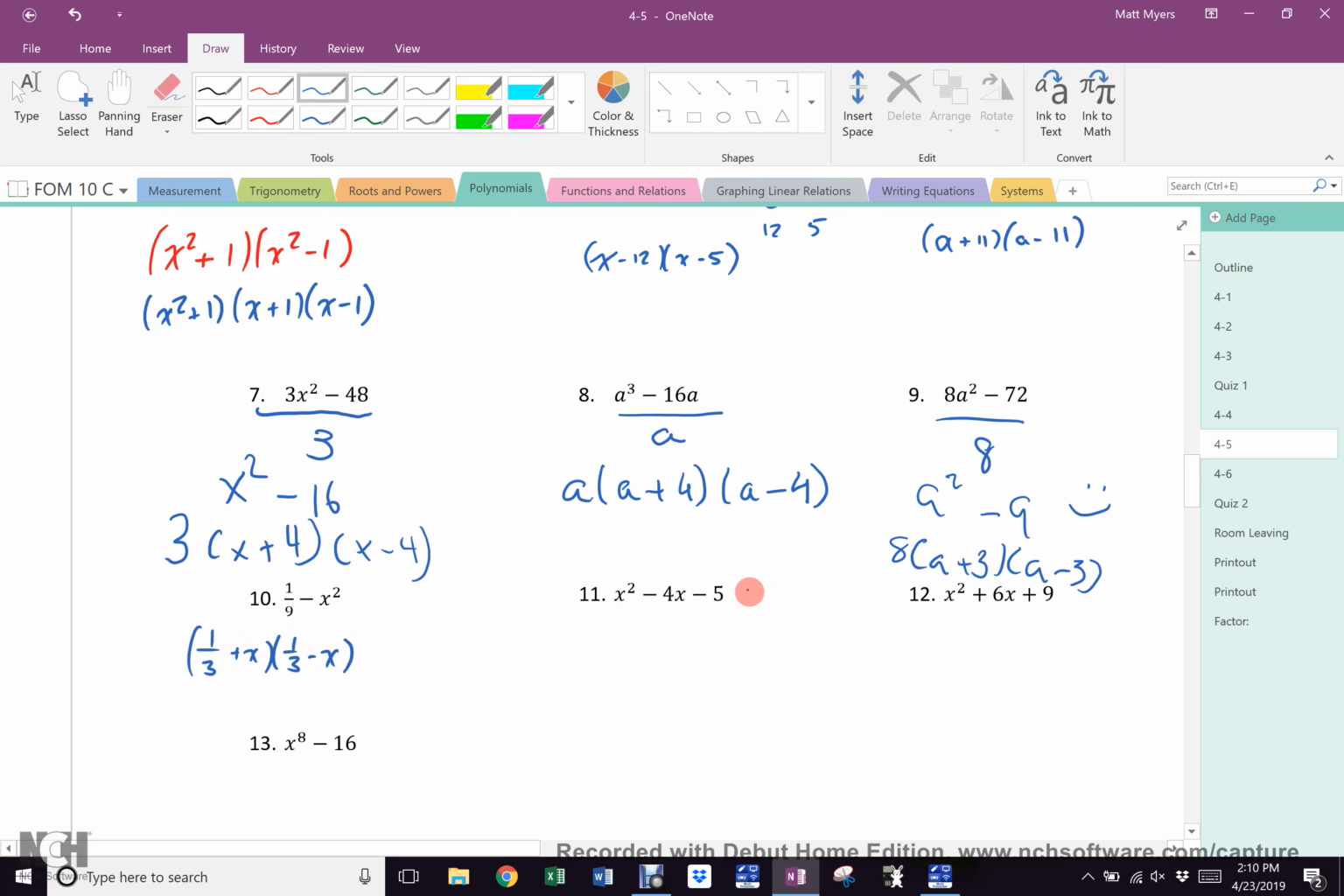What do I got to do? I got to multiply to what? And add to what? -4. What is it? 1 and -5. X plus 1, x minus 5. What about this one? I got to add to what? And multiply to what? Does anything do it? 3 and 3. X plus 3, x plus 3. Nicely done.